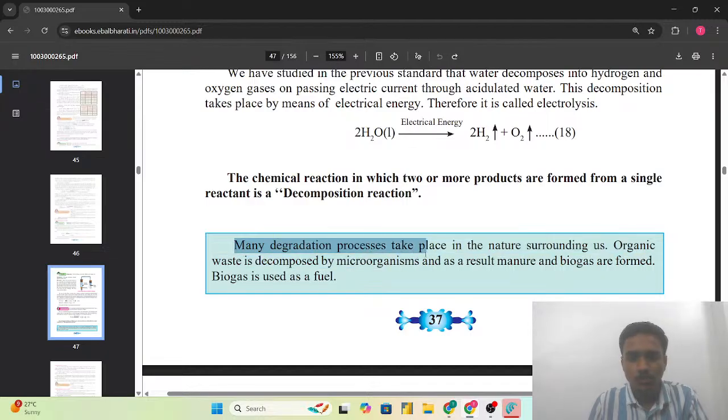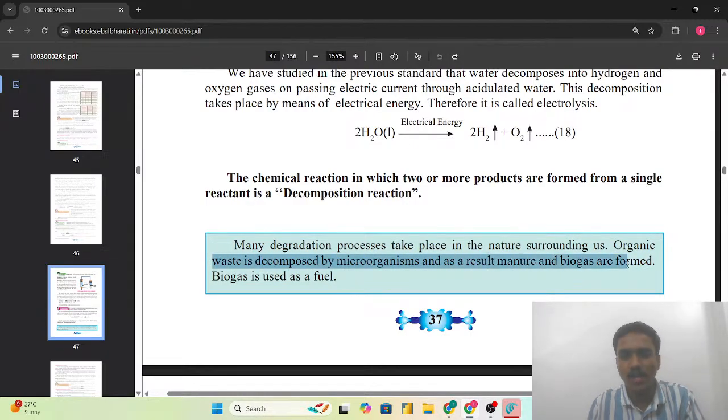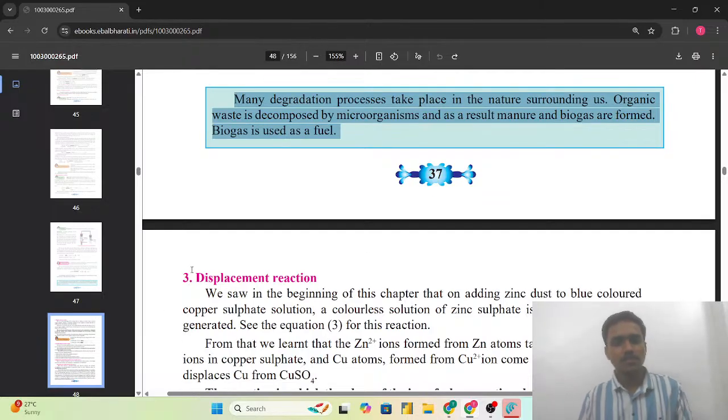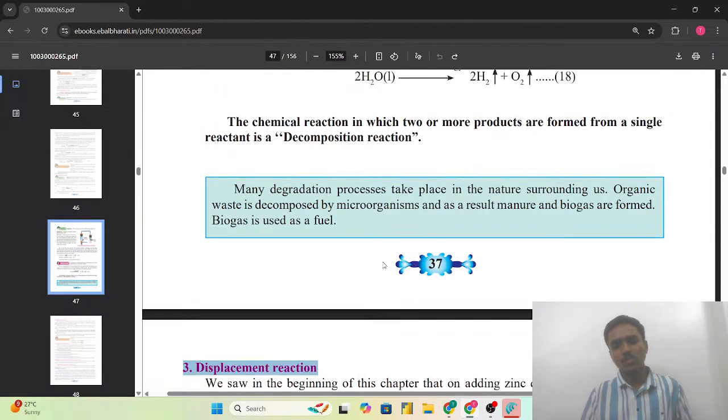So many degradation processes take place in the nature surrounding us. Organic waste is decomposed by microorganisms and as a result manure and biogas are formed. Biogas is used as a fuel. So this is for your kind information. Later we will see in the further part about the displacement reaction and all.